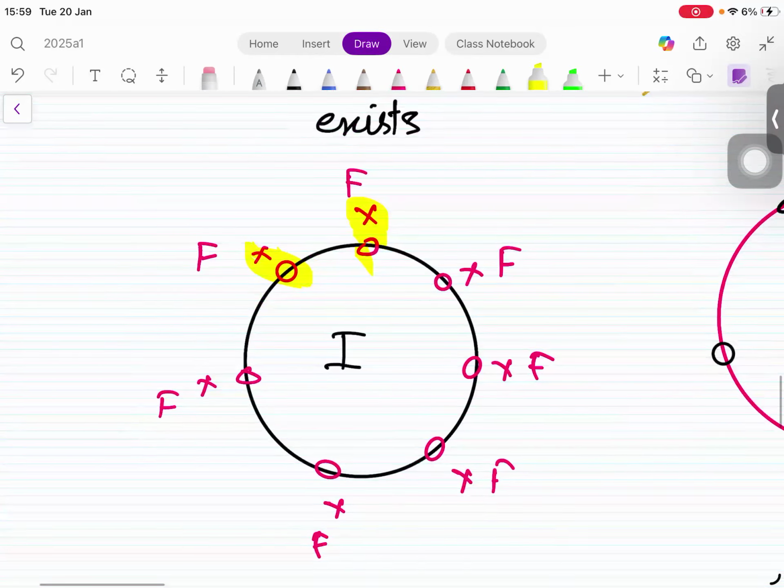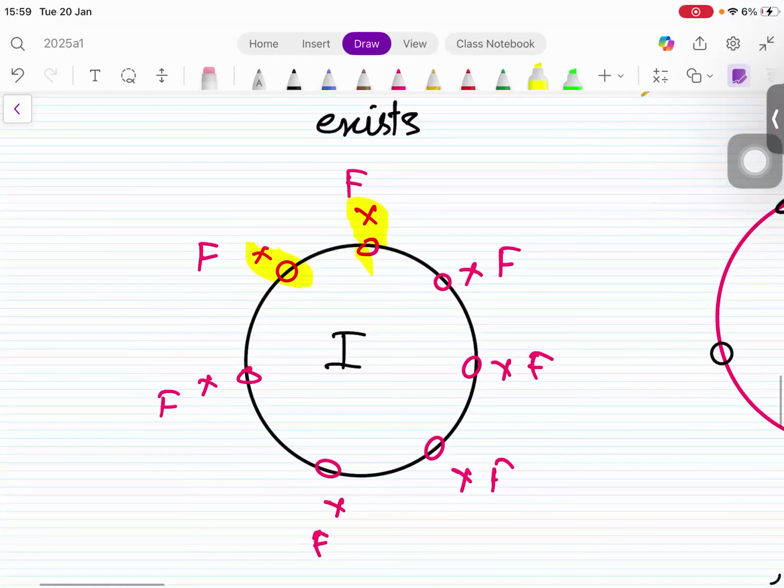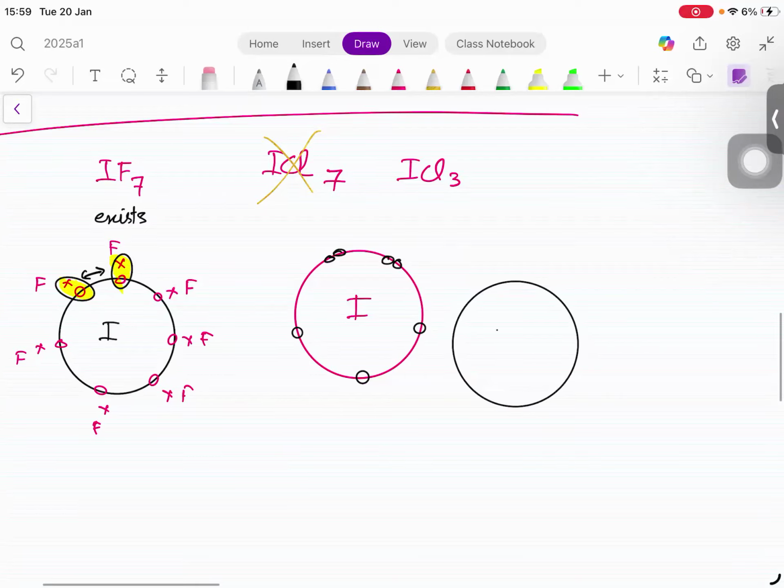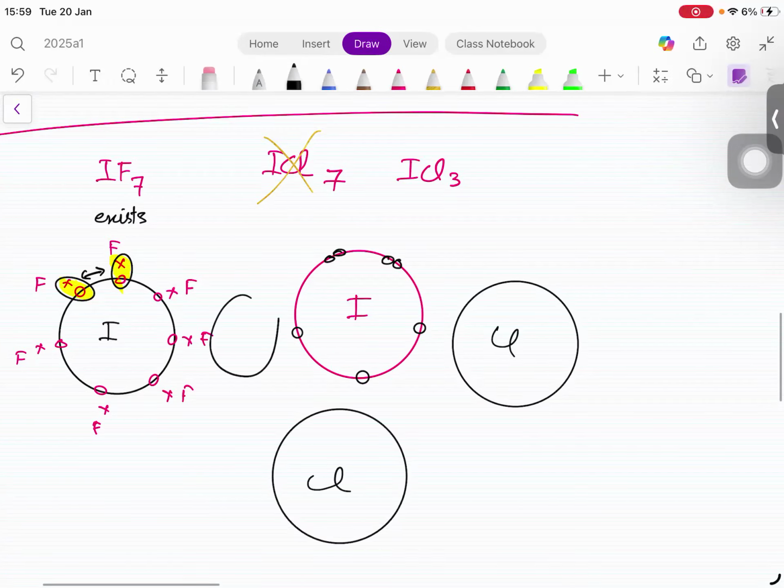These electron pairs which are present around the central atom of a molecule, they repel each other. Both of them are what? Negatively charged. So what do they do? They repel each other. This is bond pair repulsion. So in case of fluorine, they are small atoms. But if you look at the chlorine, for example, they are bigger atoms. So once they repel each other, they actually cover so much area around the iodine that nothing is left.